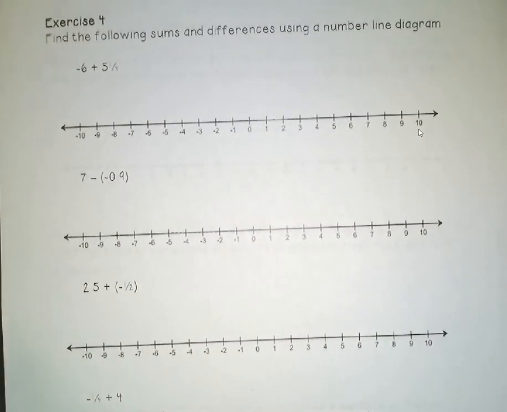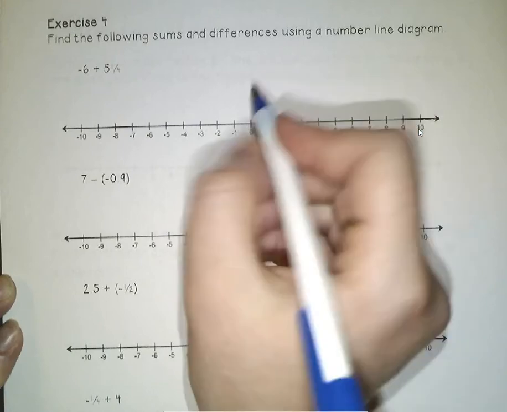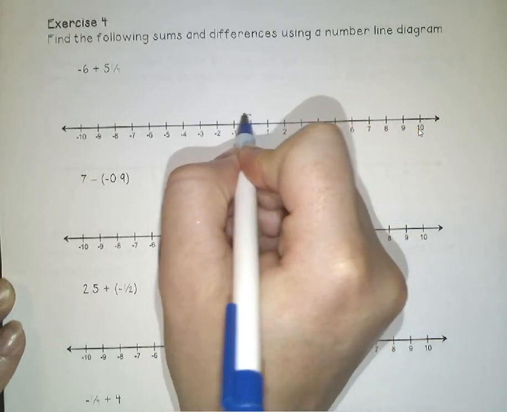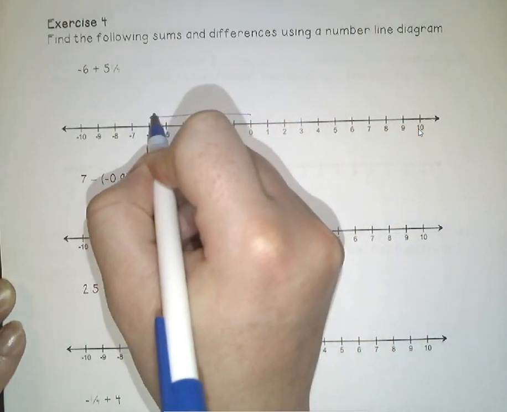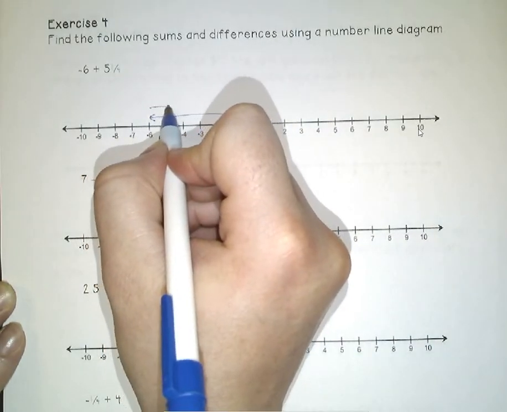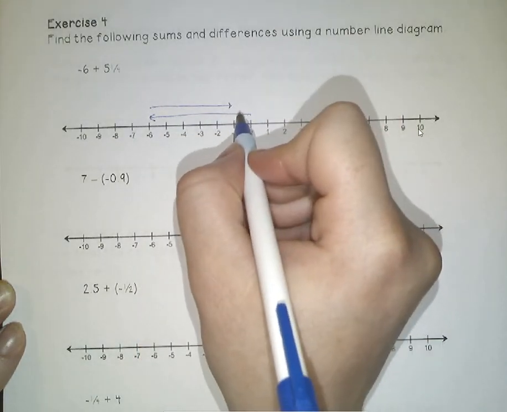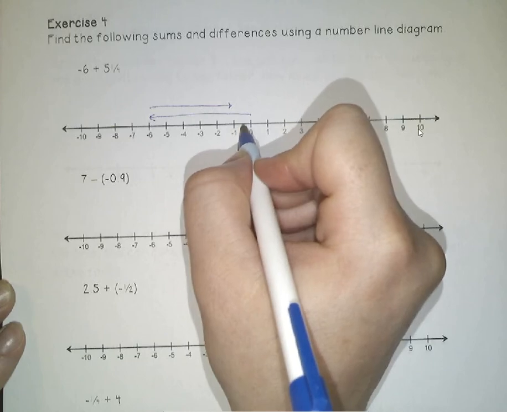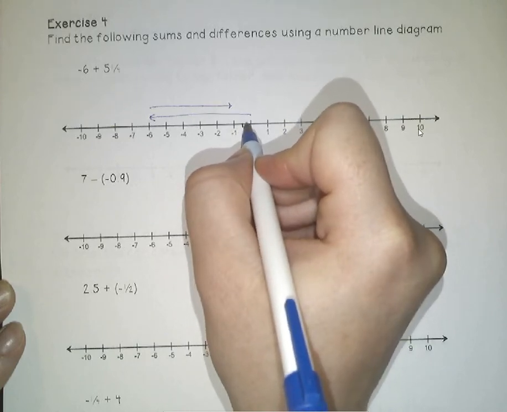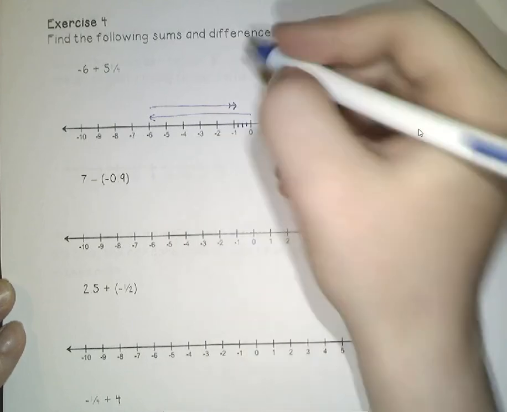Okay. Find the following sums and differences using a number line diagram. Okay, -6 plus 5 and 1/4. Let's start from 0, go to -6. Okay, and now my next arrow is going to be 5 to the right. Okay, and now I'm going to go 1/4 more. So I need to split my whole into fourths and go 1/4 more, just like that.